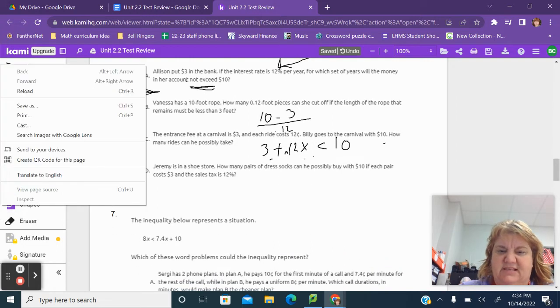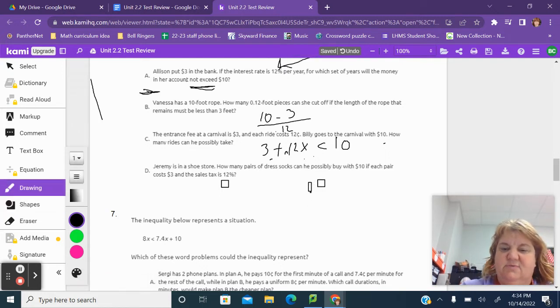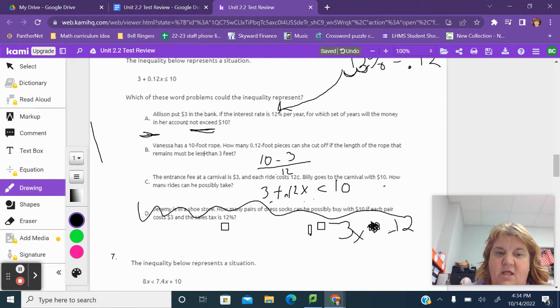And then let's look at this one. Jeremy has a shoe store, $10. And this is just the tax. So you're just adding the tax to it. Buy with $10. Each pair is 3. So this would be 3x plus 0.2, or times actually. This would end up being times 0.2. So it's not this one. Okay, let's look at these two again. Wow, there's 2 that it could be.